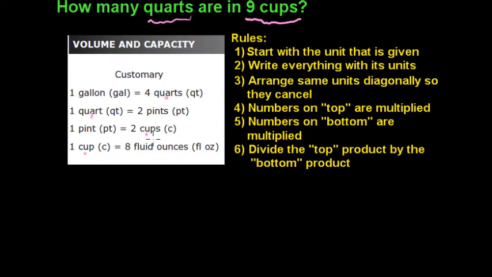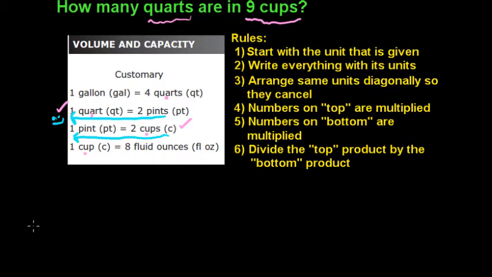So the shortest way to get from cups to quarts is to start with this cups and end up at this quarts. So we start here and we want to finish here. That means we're going to go this way. We're going to go across here and go cups to pints, and then convert pints into quarts, and we are finished. Alright, so let's do this quickly.